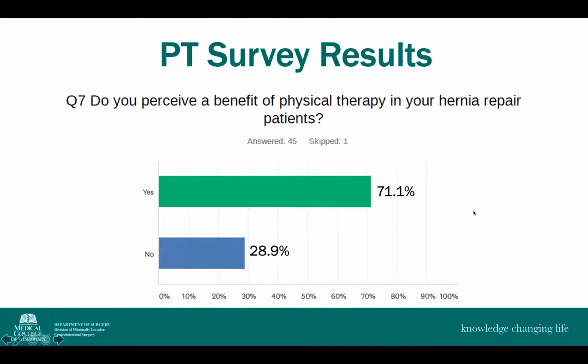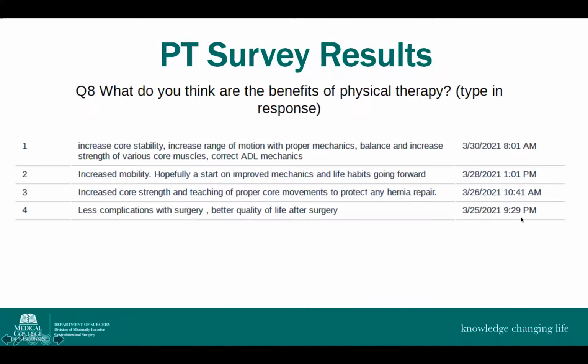Now, I mentioned at the beginning that just over 50% of surgeons who responded used physical therapy in their hernia repair patients. Interestingly, over 70% actually perceive a benefit of physical therapy in hernia repair patients. So even though over 70% perceive a benefit, only 50% are actually using it. So that's another interesting thing to explore, why the discrepancy.